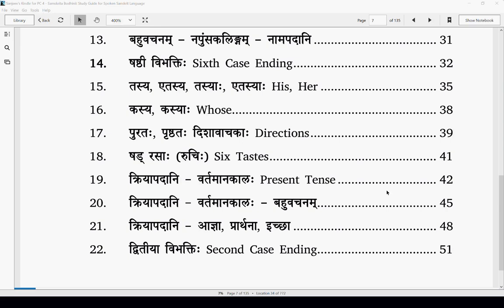Lavanam, katu, amlam, madhuram. Jambir, what is jambir? Jambir is a phalam, not ruchi. Katu. Lavana, madhura, katu, amlam, four, and two more.